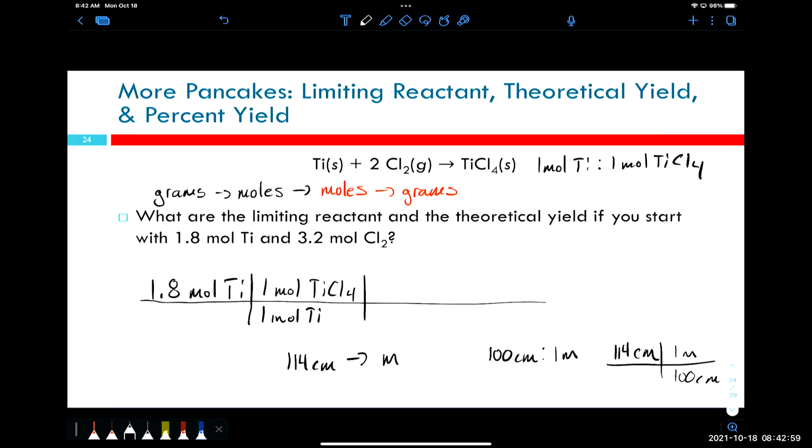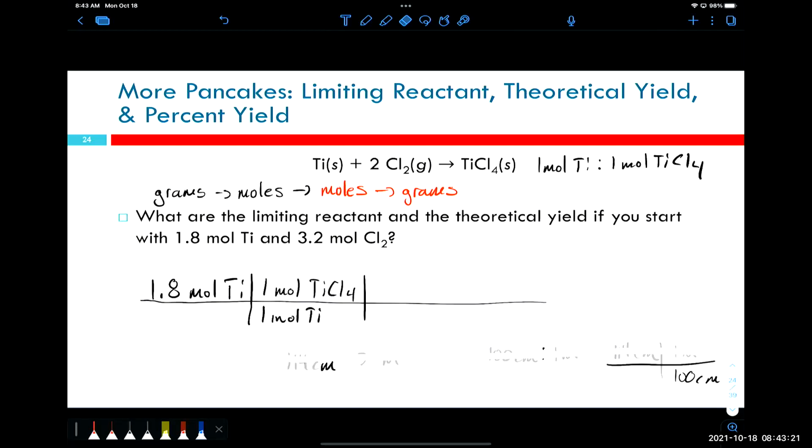And again, remember, if we were to convert these moles to atoms, it's 1.8 times 6.022 times 10 to the 23. So we're converting a huge number of these, and that's why we use moles to make them convenient quantities to work with.